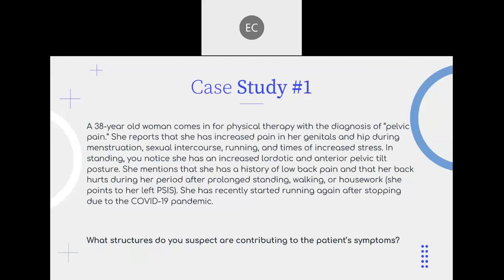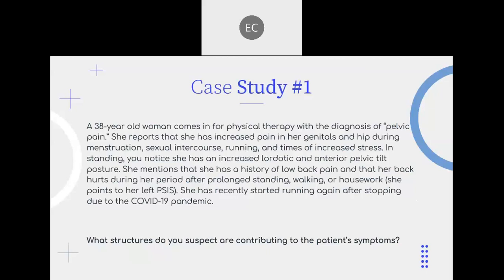A 38-year-old woman comes in for physical therapy with the diagnosis of pelvic pain. She reports that she has increased pain in her genitals and hip during menstruation, sexual intercourse, running, and in times of increased stress. In standing, notice she has an increased lordotic and anterior pelvic tilt posture. She mentions that she has a history of low back pain and that her back hurts during her period after prolonged standing, walking, or housework. She points to her left PSIS. She has recently started running again after stopping due to the COVID-19 pandemic.